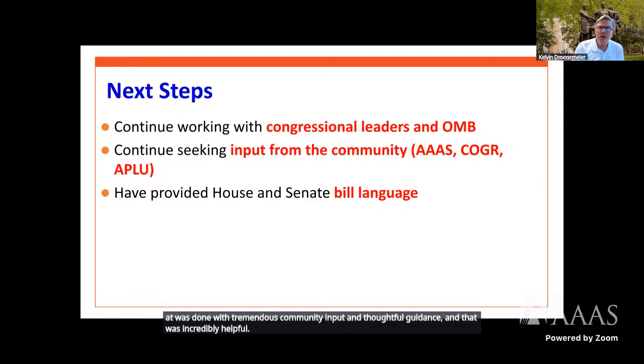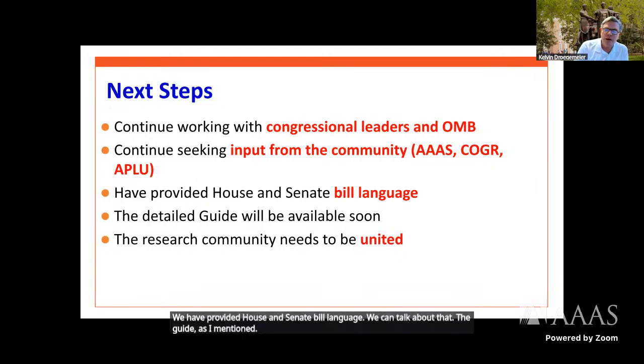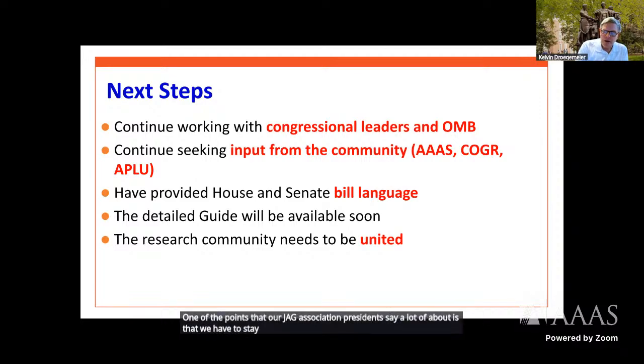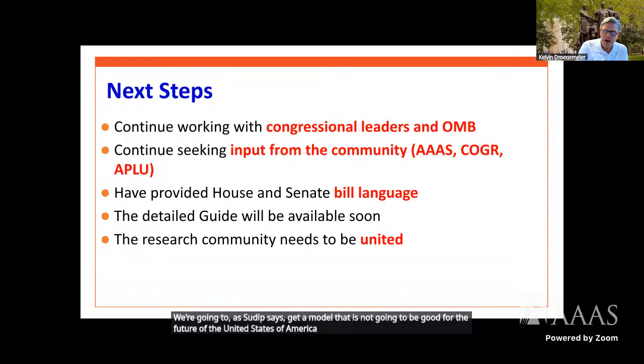We have provided House and Senate bill language. We can talk about that. The guide, as I mentioned, will be available soon. And one of the points that our JAG association presidents say a lot is that we have to stay united as a community. If we start to fracture, we're going to, as Sudip says, get a model that is not going to be good for the future of the United States of America and our research enterprise and our global position in science and technology leadership.